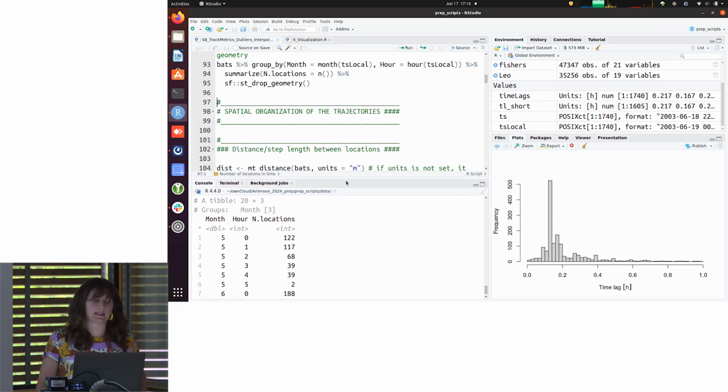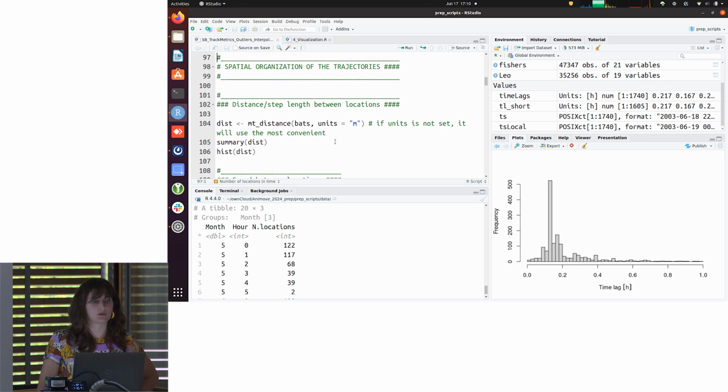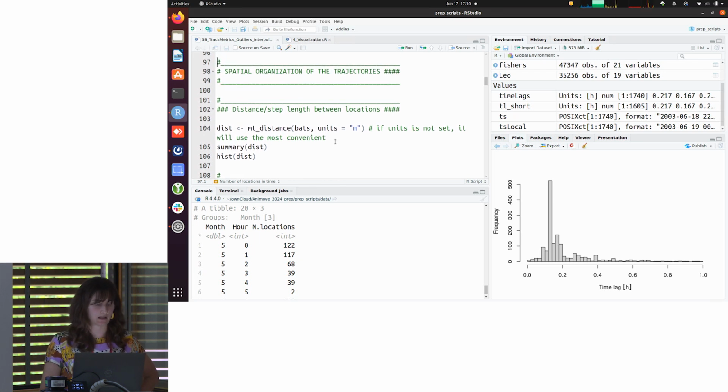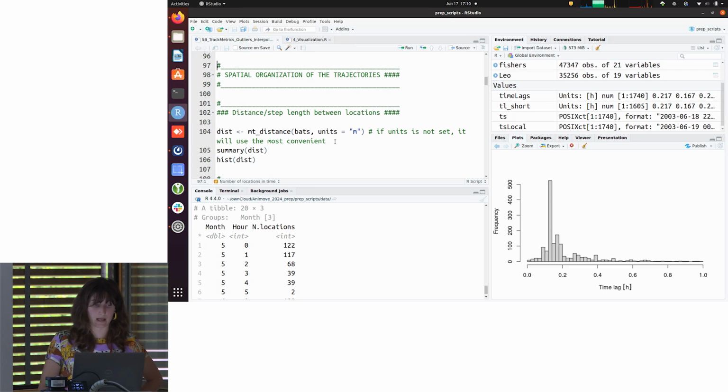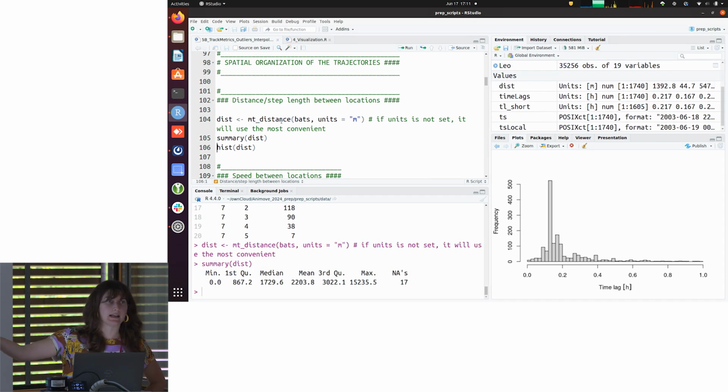Then, spatial organization. We are now going to look at distance, speed, and also the relationship between speed and turning angle, and speed and time lag, which is what we talked about just before the script. To calculate distance is very easy. We can use the function mt_distance. Again, we can set the unit in which we want to get the distance, in this case meters. Again, you see there are 17 NAs because there is always an NA at the end of every trajectory.